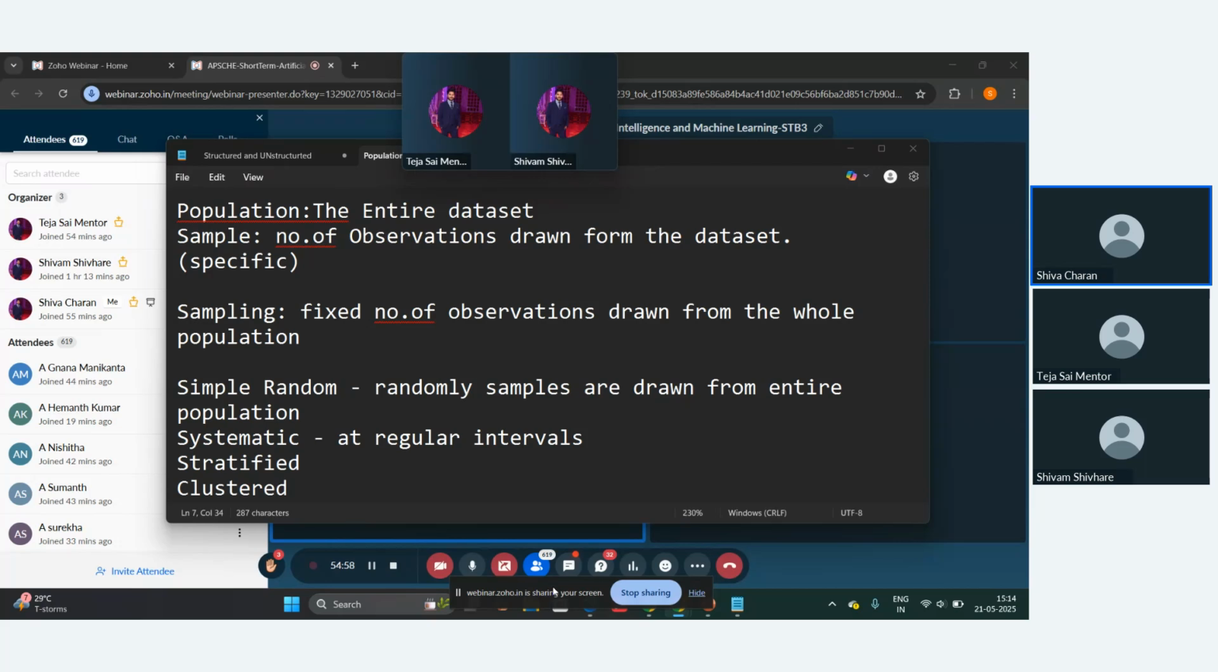And coming into stratified, what is stratified? I have already written systematic. Are people able to see, right?